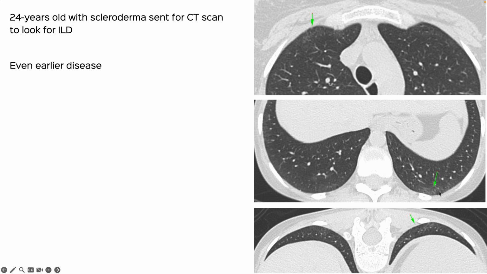You see dependent lesions which have to be proven to be real on prone images, and then we have the answer. So this patient has an NSIP pattern which is asymptomatic.